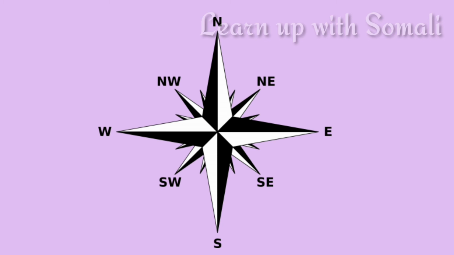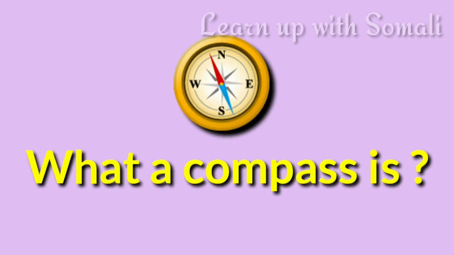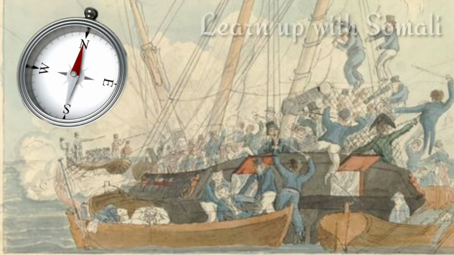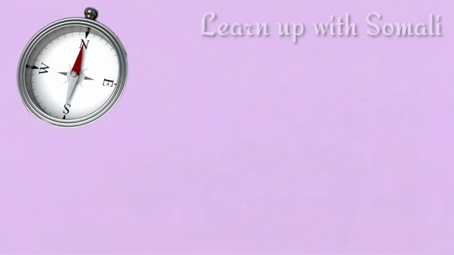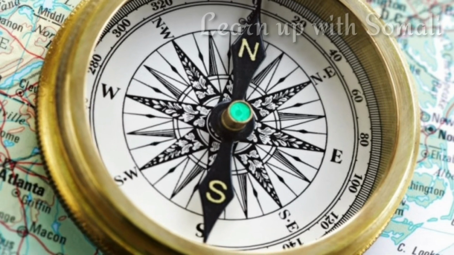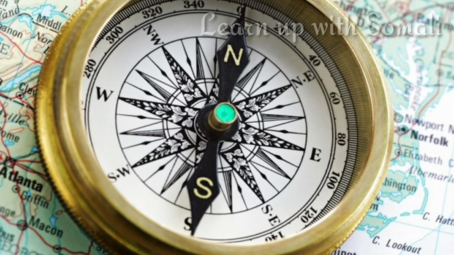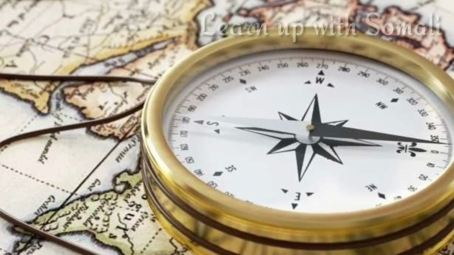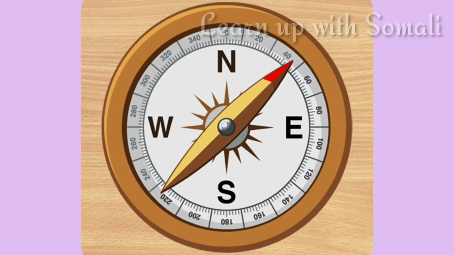Now let us know about what a compass is. In the earlier times, the sailors used a compass to find their way while sailing. A compass is an instrument which looks like a watch and has a needle which always points to the north. It helps us to find directions. Once you know where the north direction is, you can very easily find the other directions with the help of a compass.